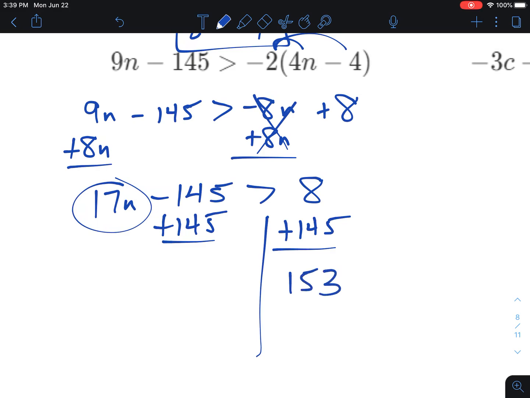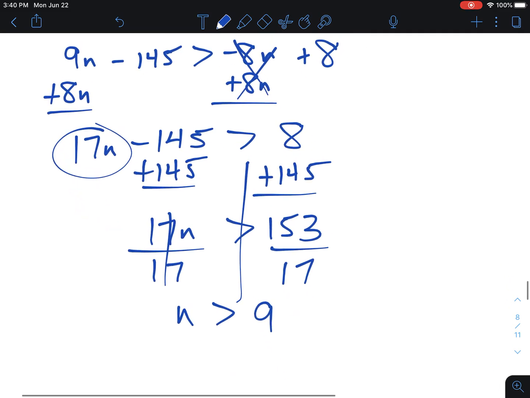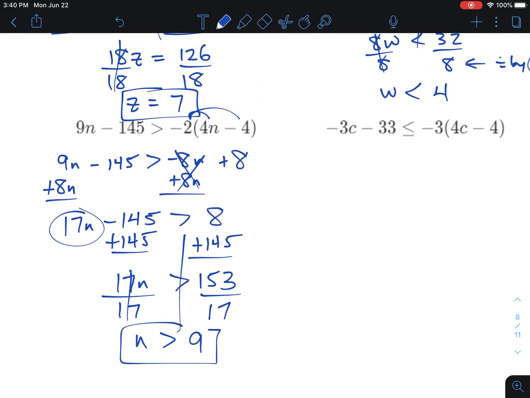That gives us 153. So 17n divided by 17 on both sides. I'm going to go with 9. I think that's 9. Let's just double check. 153 divided by 17 is 9. Again, divided by a positive, so we don't flip the symbol. Keep it the same way I was pointing.